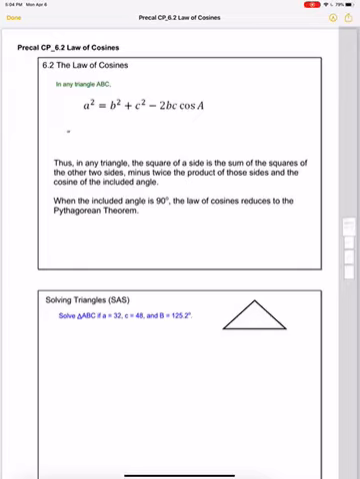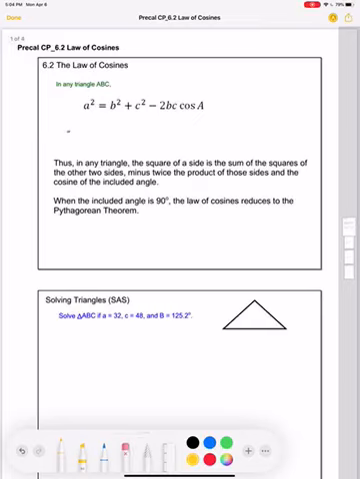The law of cosines is this equation we have here at the top. And if you cover up the minus 2bc cosine A, that looks familiar. A squared equals b squared plus c squared. That's the Pythagorean theorem. And it works as the Pythagorean theorem if the angle that you have is 90 degrees. But if it's not, then you have to use this formula and have that additional part. So it should look familiar.